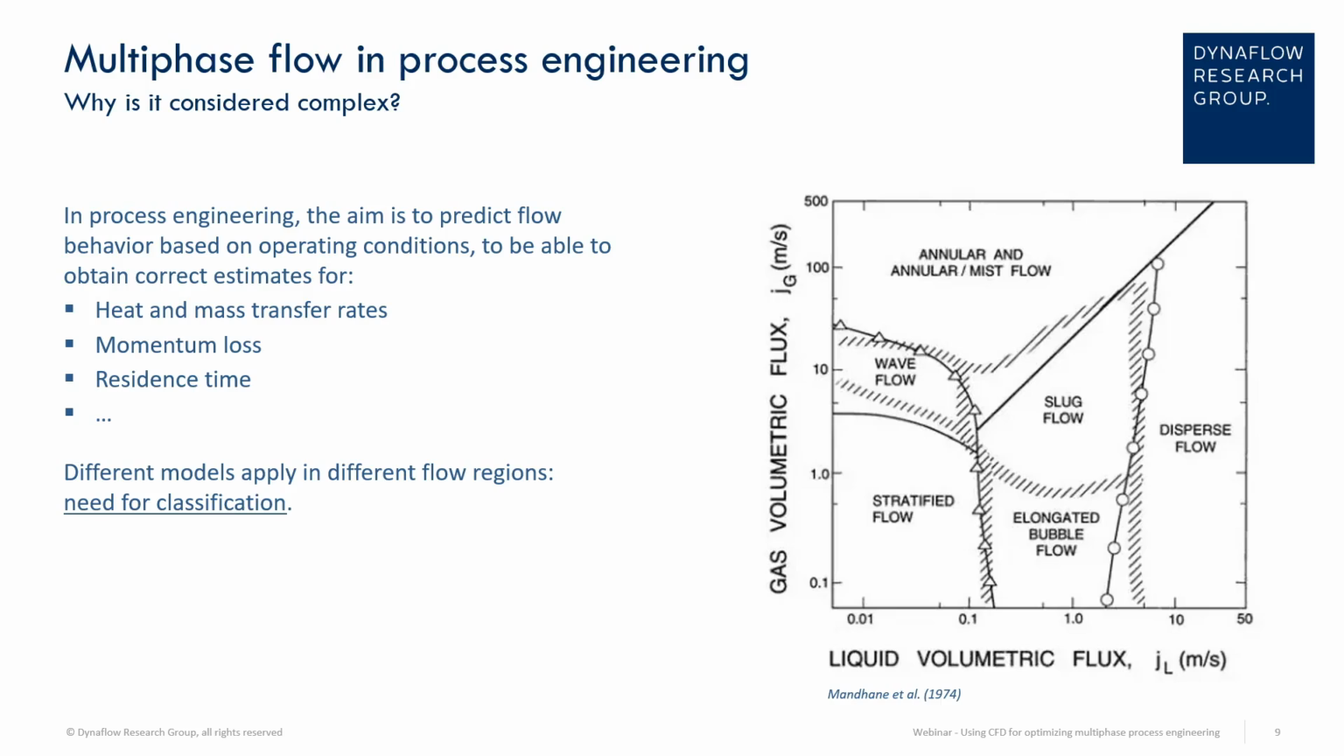It is important to note that different models apply in different flow regions. So some models for the heat and mass transfer coefficient, for instance, you can use for a dispersed flow, but you cannot use for an annular flow. So it is important to classify which models hold and what flow regime you are in. This classification often hinges on two main categories.